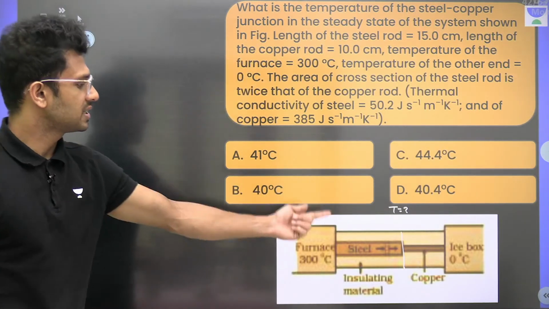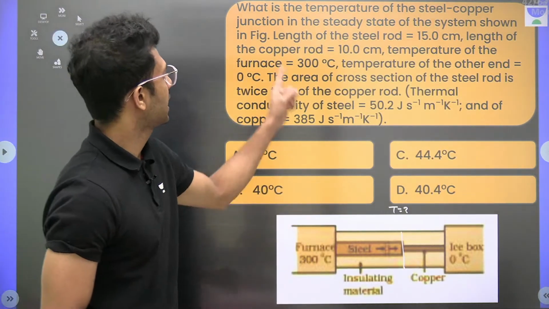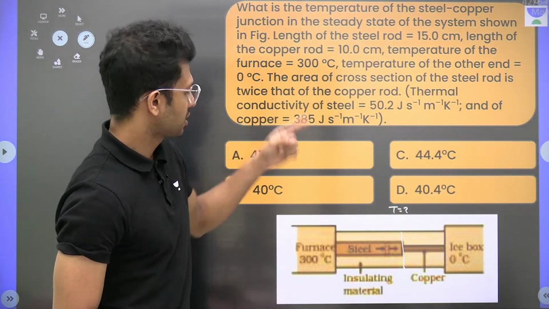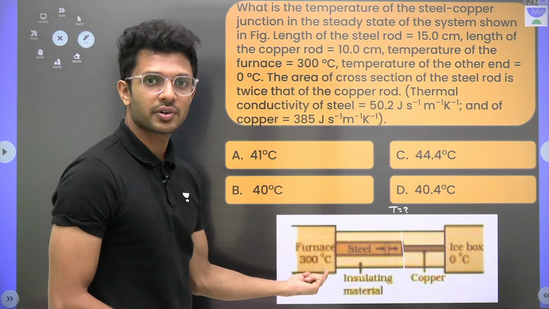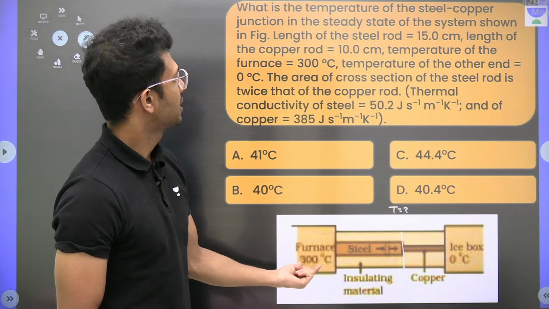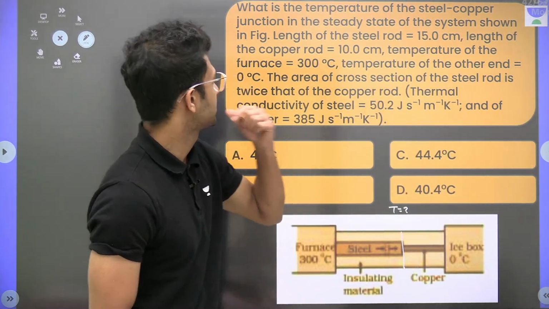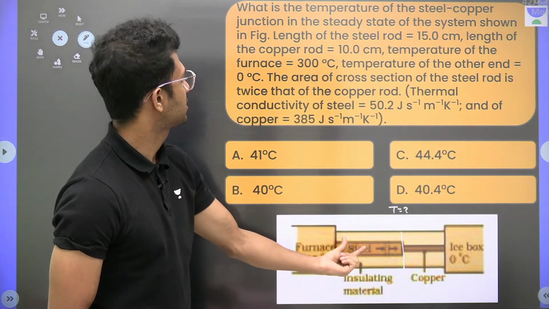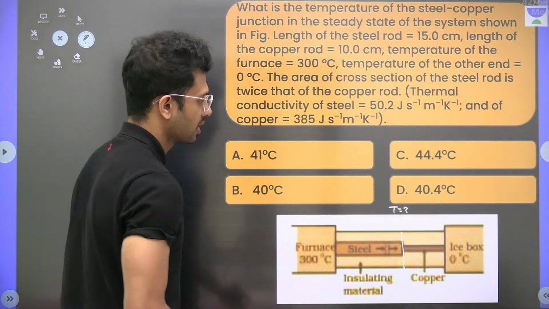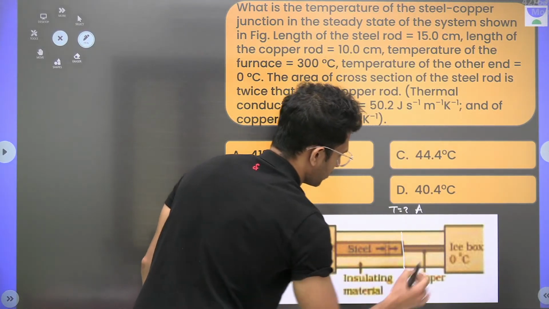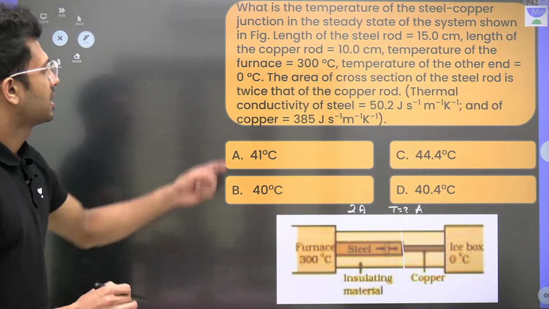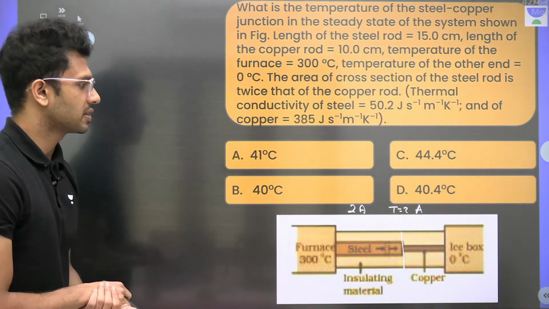Okay. Length of the steel rod is 15. Length of the copper rod is 10 centimeters. Temperature of this side of the steel is 300. Temperature of the other end is 0 degrees Celsius. Area of cross section of steel is 2 times that of copper. Matlab if copper is having an area of A, steel will be having an area of 2A. Okay. Thermal conductivity of steel and copper is given.